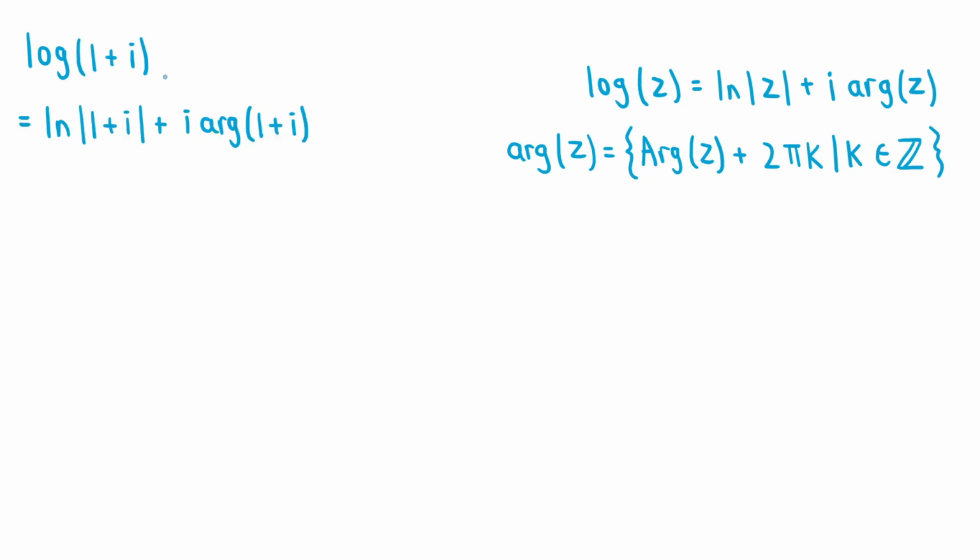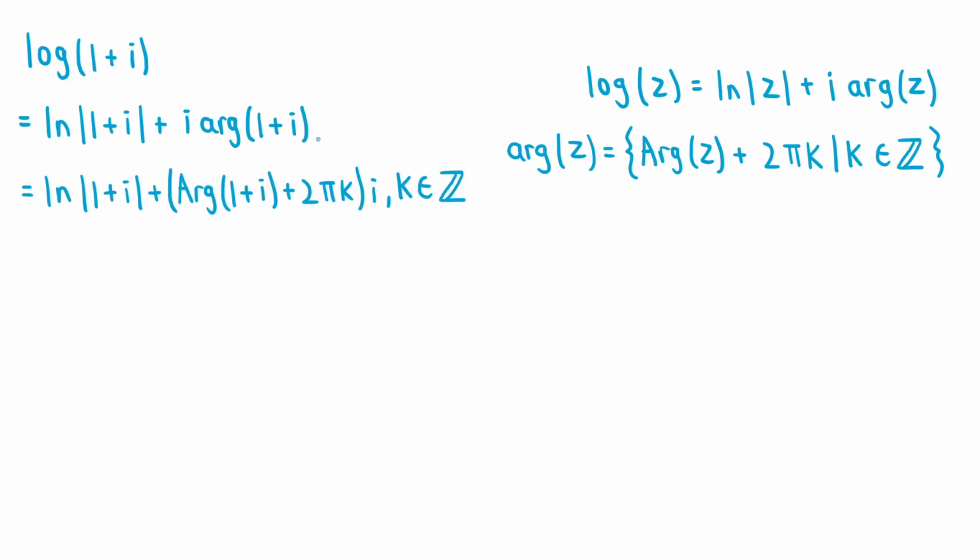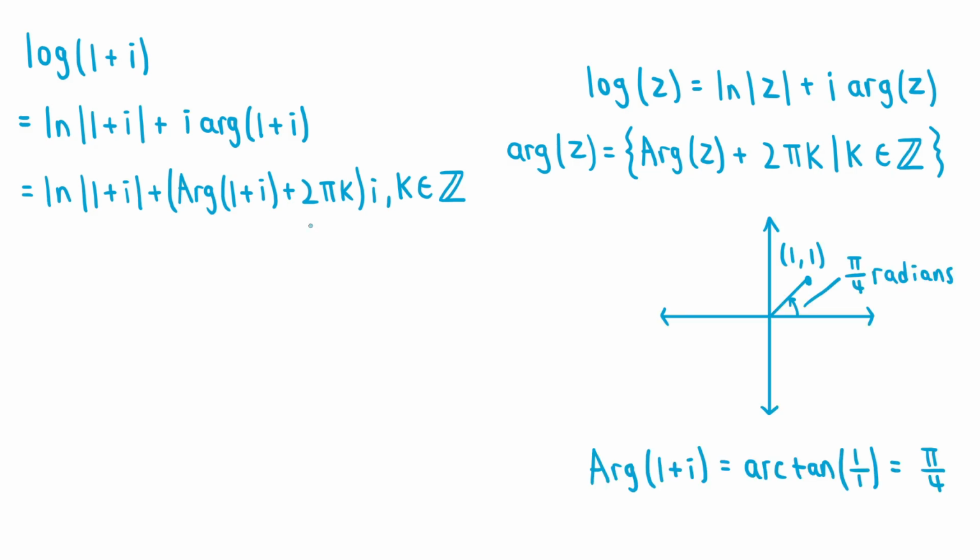So let's say we have log of 1 plus i. If we apply the formula, log of 1 plus i equals ln of the absolute value of 1 plus i plus i arg of 1 plus i. We can also rewrite arg of 1 plus i as Arg of 1 plus i with a capital A plus 2 pi k for all integer values of k, so the expression is in terms of the principal argument. If we look at the point 1 plus i on the complex plane, we can see that the principal argument of 1 plus i is pi over 4.